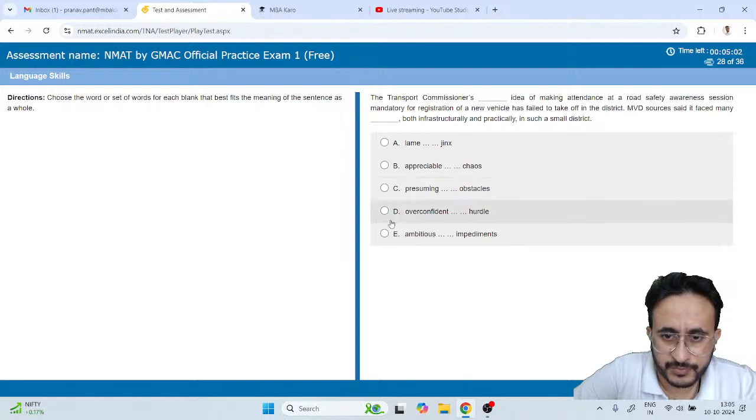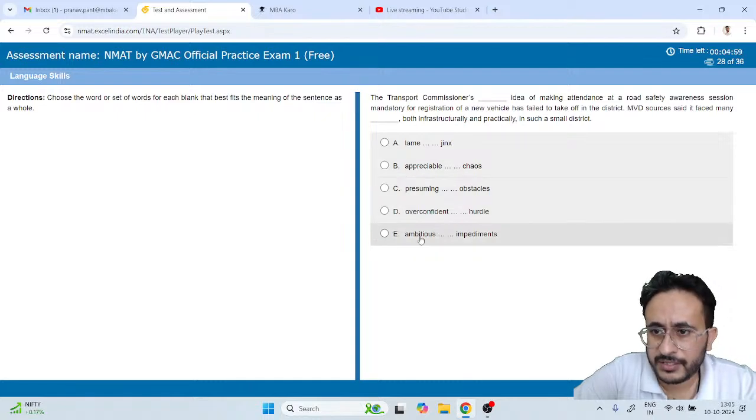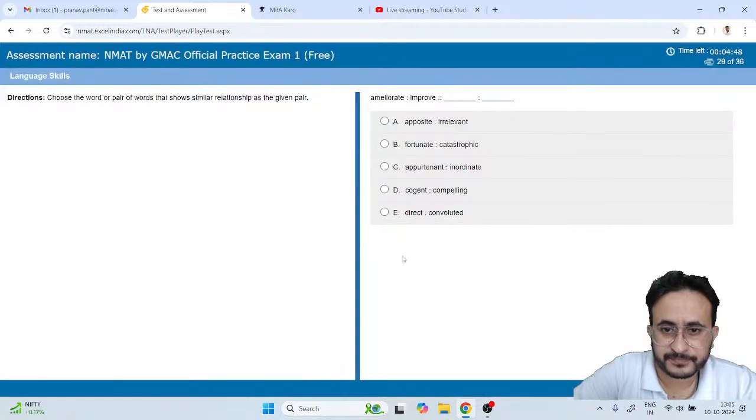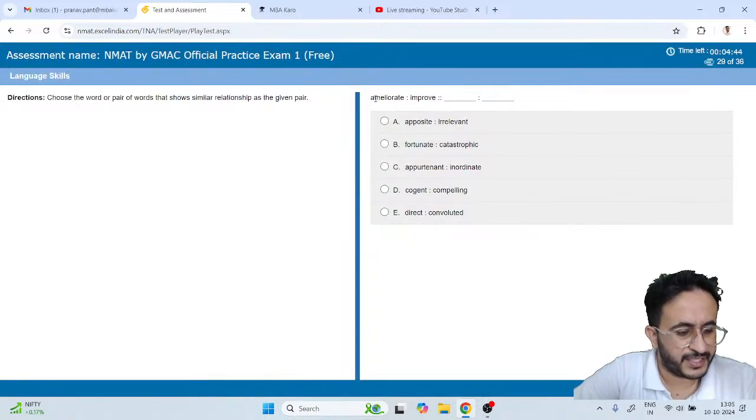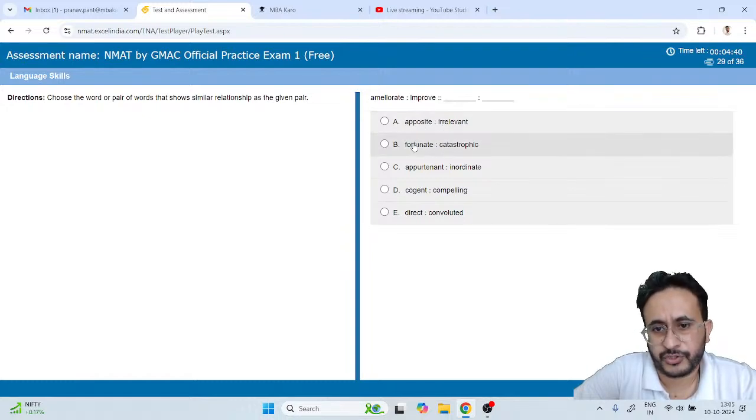Okay, appreciable, presuming, overconfident, ambitious. It may face many obstacles, impediments. Okay, so let's mark this. Ameliorate means improve. Ameliorate: worsen or improve. Opposite, apposite: irrelevant. Fortunate, catastrophic.